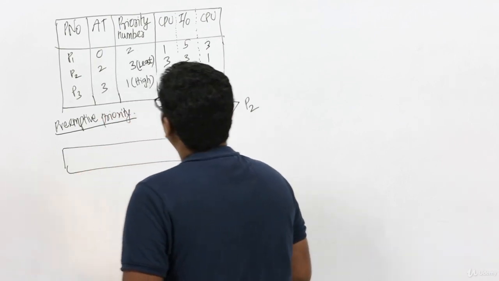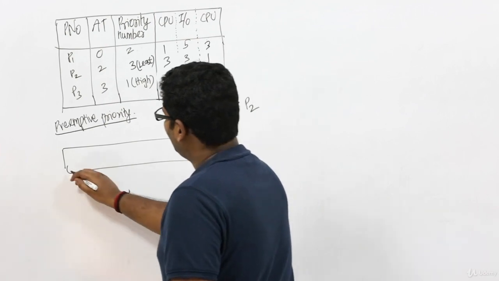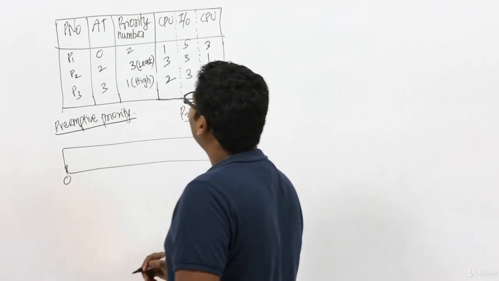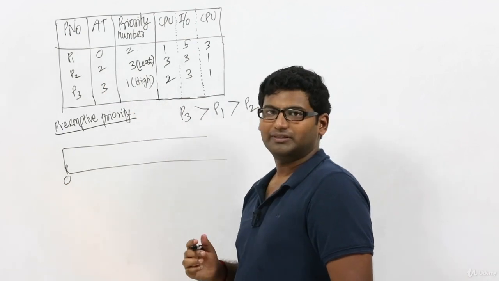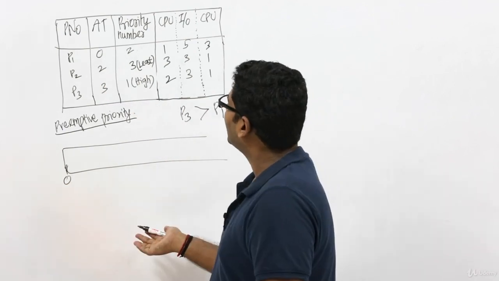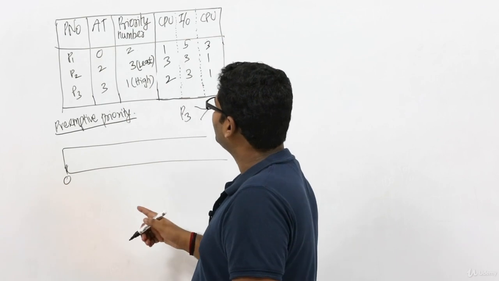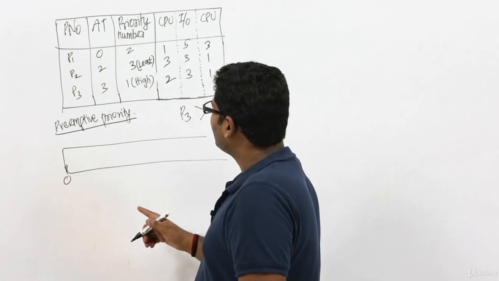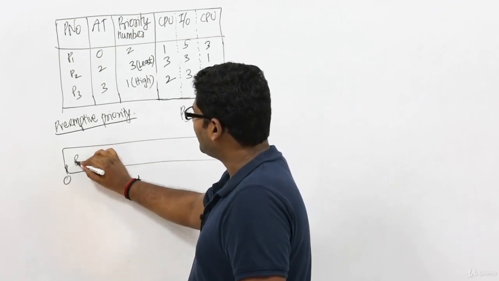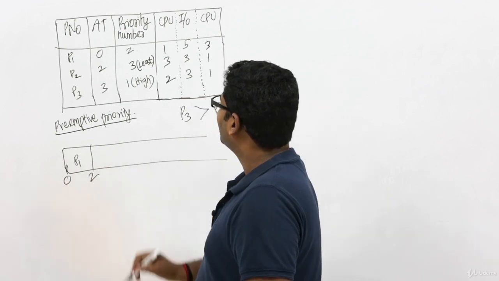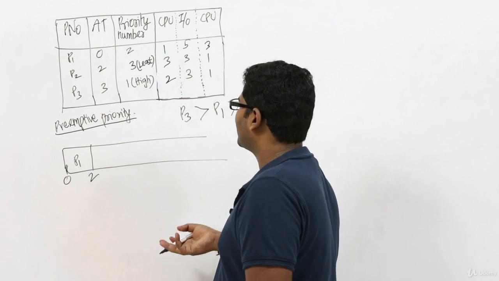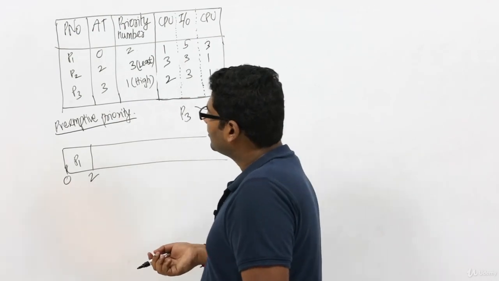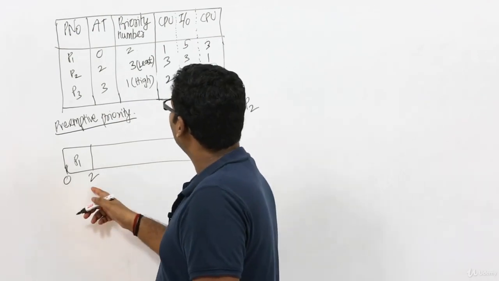Now at time unit 0, the only process which is present in the RAM, which has arrived to the RAM, is P1. So we will start with P1, and then we will execute at least till time unit 2. Why? Because at time unit 2 some process is coming. We need to check whether its priority is higher or not. So we will execute for 2 time units.